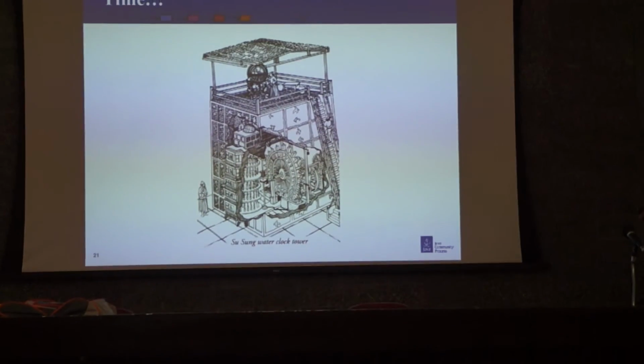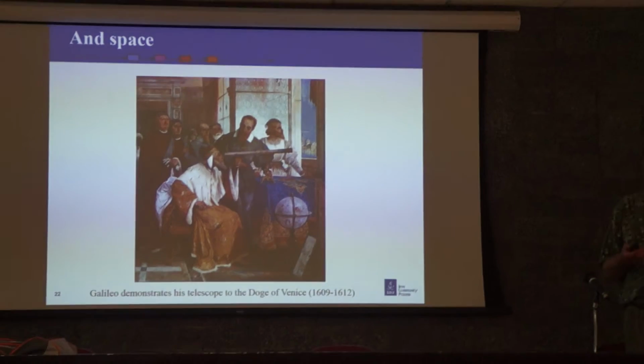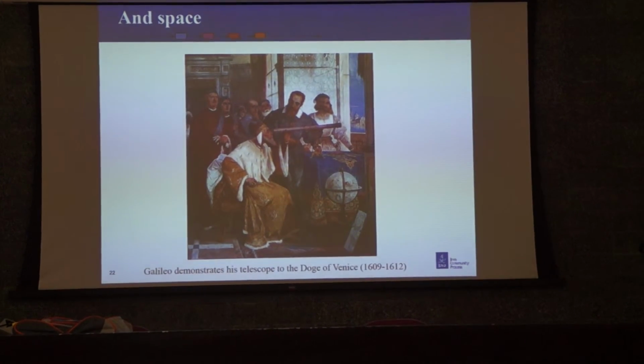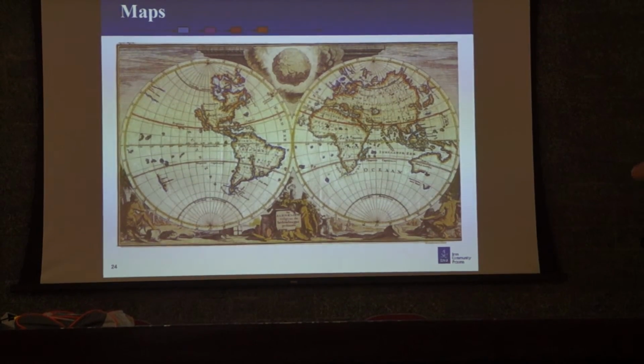We invented ways of measuring time and space. This is Galileo, who discovered the moons of Jupiter. Once you can measure things up in the sky, then you learn to navigate, you can learn to explore, map the world.